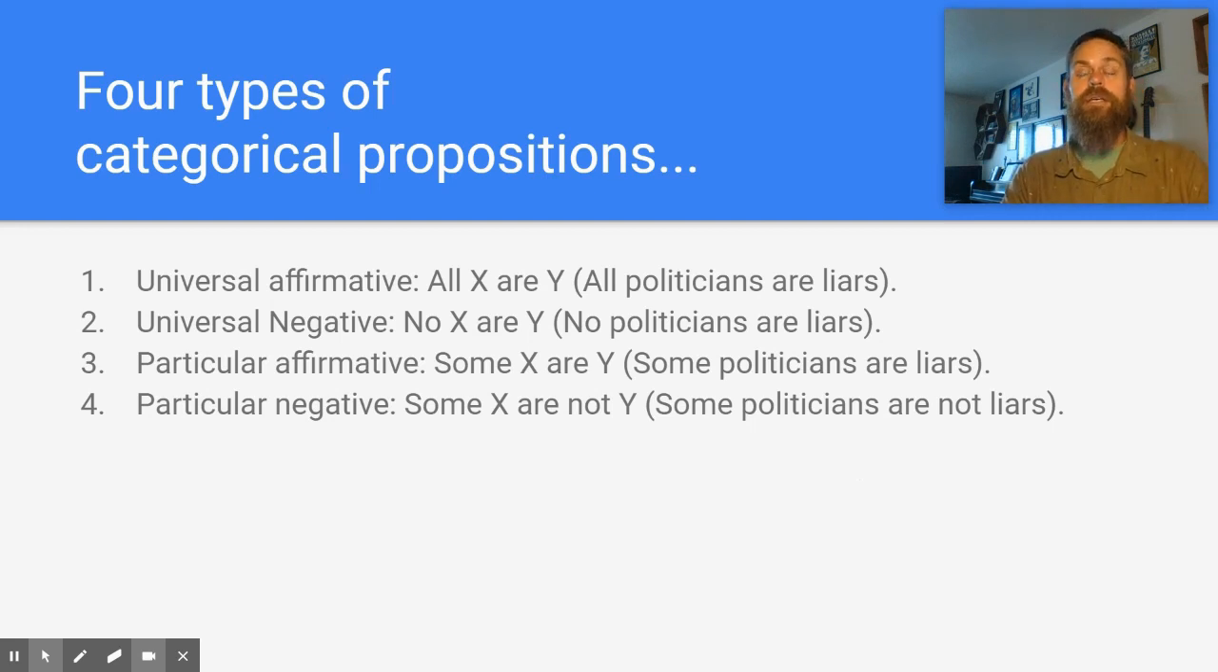Type number 2 is the universal negative: No X are Y. No politicians are liars. Type number 3, particular affirmative: Some X are Y. Some politicians are liars. And type number 4, particular negative: Some X are not Y. Some politicians are not liars. Those are your 4 types of categorical propositions, and categorical syllogisms will use one or more of these types, right?